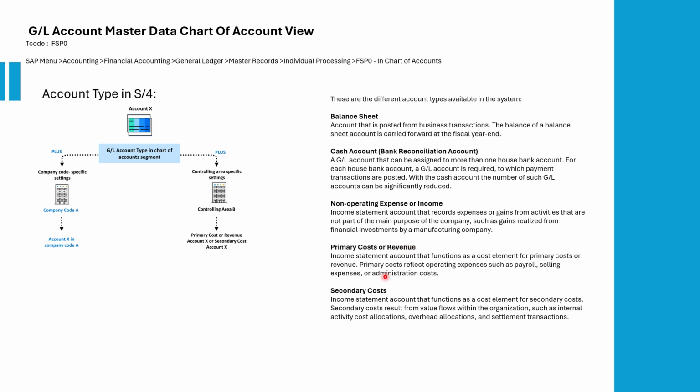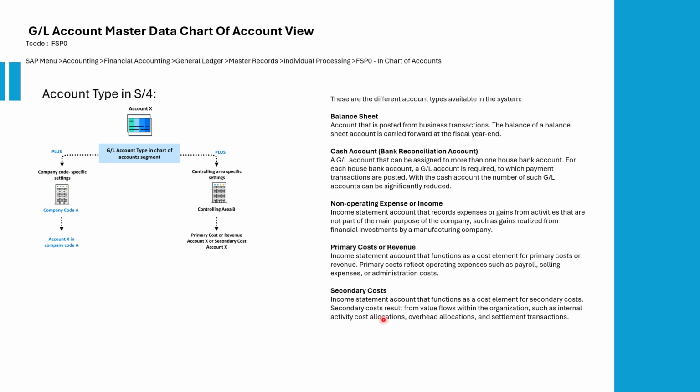So here, primary cost or revenue are income statement accounts that function as a cost element for primary costs or revenue. They are created as a primary cost account type, and they reflect operating expenses such as payroll, selling expenses, or administration cost. And of course we can create our cost element category in the master data. Earlier, you see here, an account X1 in the chart of accounts segment, then they have company code specific settings, and then they have controlling area specific settings also, like whether it is a primary cost or revenue account, or whether it is a secondary cost account type.